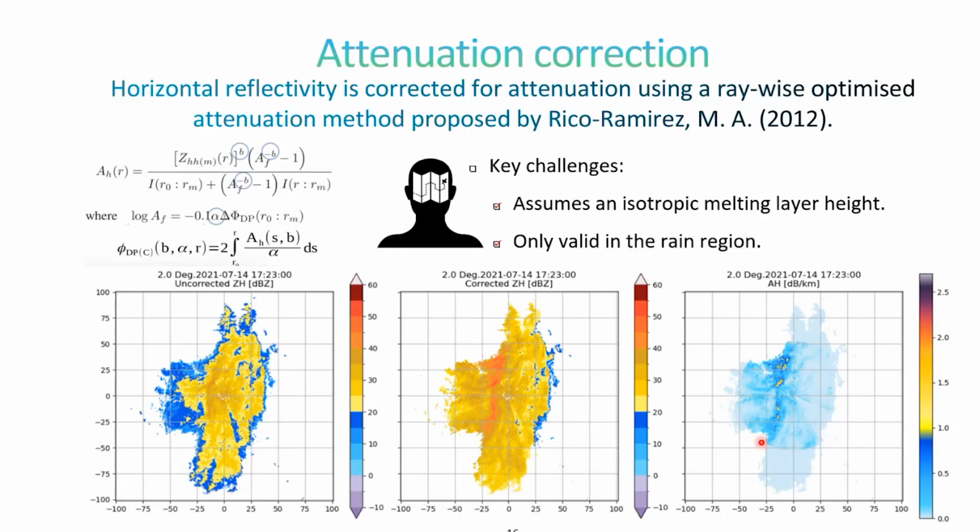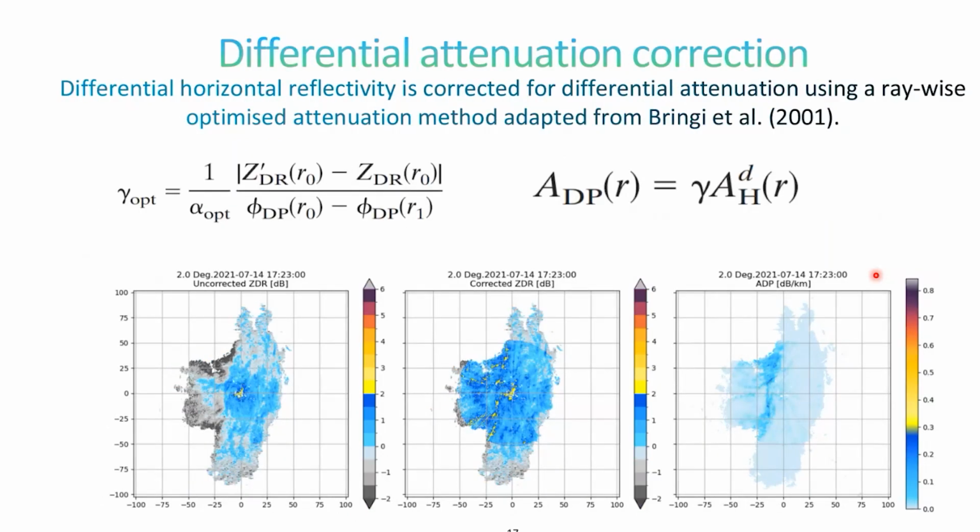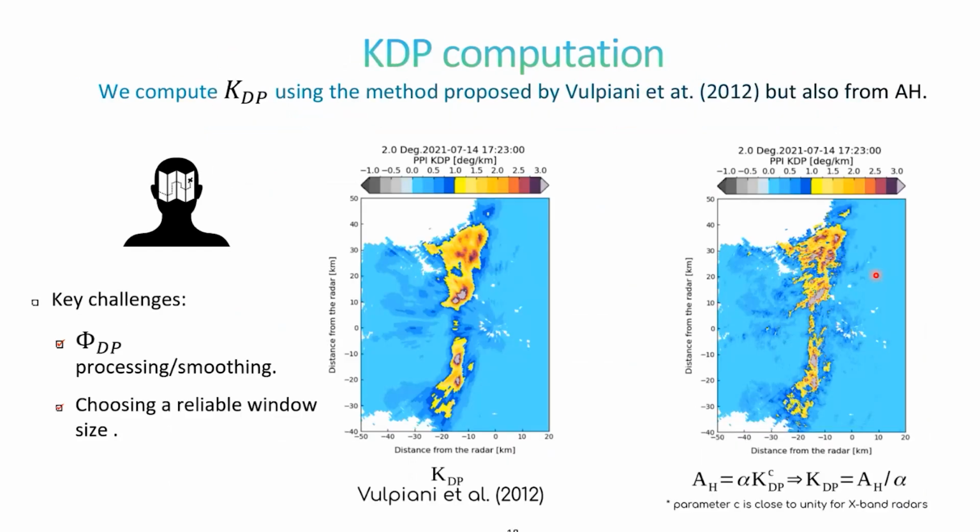However, the key challenge for this method is that it assumes an isotropic melting layer. You can see here in the horizontal attenuation that we're assuming an isotropic melting layer, so this could maybe be a challenge. However, I think that the method works really well to correct for attenuation. We're also correcting for differential attenuation, using kind of the same method, optimizing the parameter gamma.